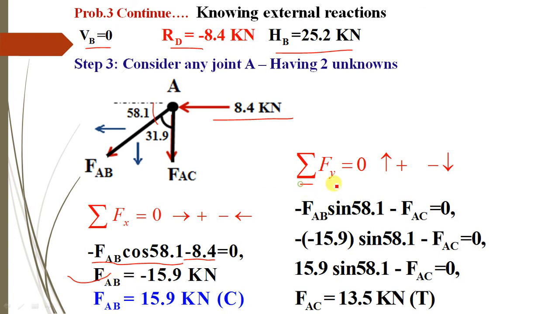Now apply the second condition. Summation of F of y is equal to 0. So what is summation of F of y? Minus F of AB sine of 58.1 minus F of AC. This is again minus because it is in downward direction, is equal to 0. Substitute the value of F of AB is minus 15.9. So you will get F of AC is 13.5 kilonewton. Now AC is known to us, AB is known to us.